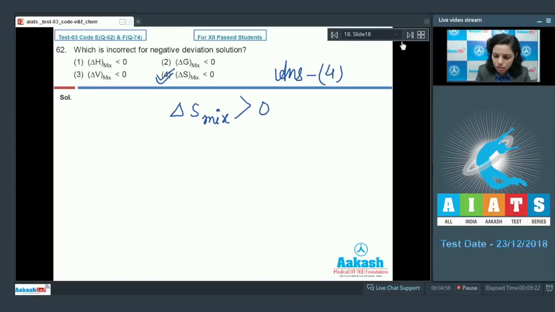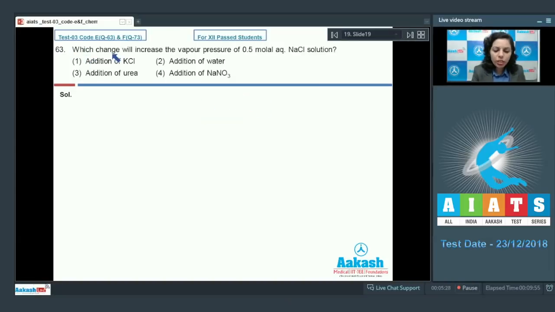Let's take next question. Question number 63. Which change will increase the vapor pressure of 0.5 molar aqueous NaCl solution? In this particular case, we have to find out that particular change which will increase the vapor pressure of 0.5 molar aqueous NaCl solution. We should always know that whenever we talk about the increase in vapor pressure, that can be increased by decreasing the number of solute particles present in the solution.